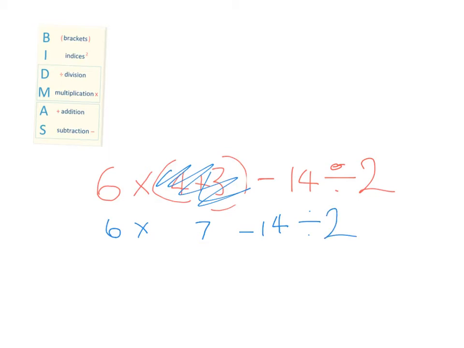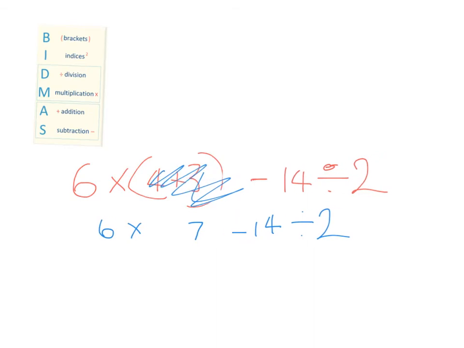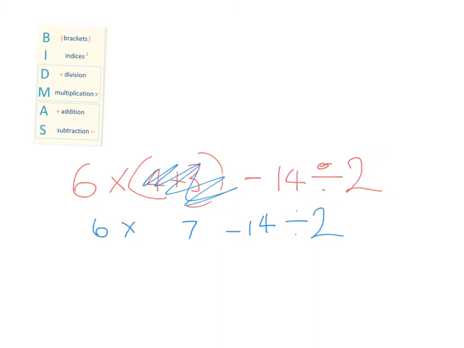Now for those people, be careful here, because you might just move on and do it in order. 6 times 7 minus 14 divided by 2, but I promise you the answer will be wrong. So let's go through our BIDMAS to make sure we know what we're doing. Are there any indices? No smaller numbers to represent an index, so we'll move on. It's this box just here.